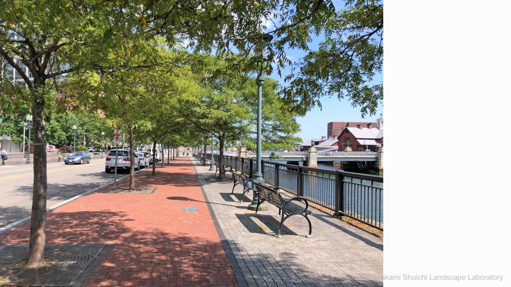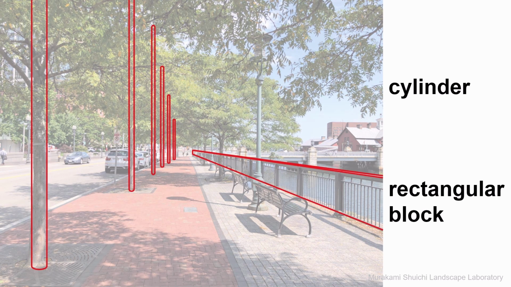By now, you might be thinking, a landscape has different elements coexisting together. This is a seaside promenade with trees and fences. On the left, a row of cylinders stretches into the distance, and on the right, a long slab-like rectangular block continues away.